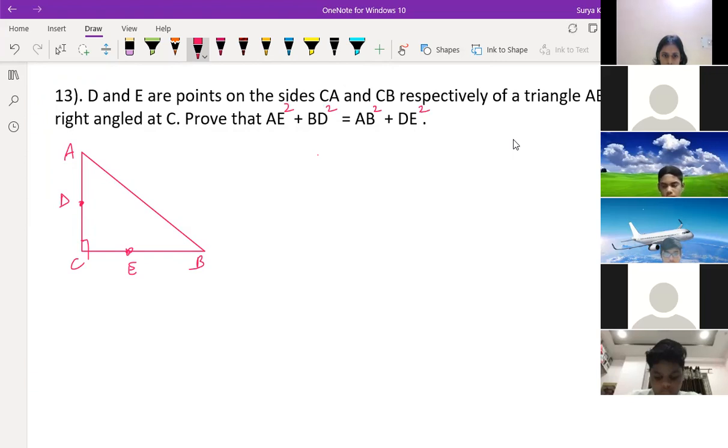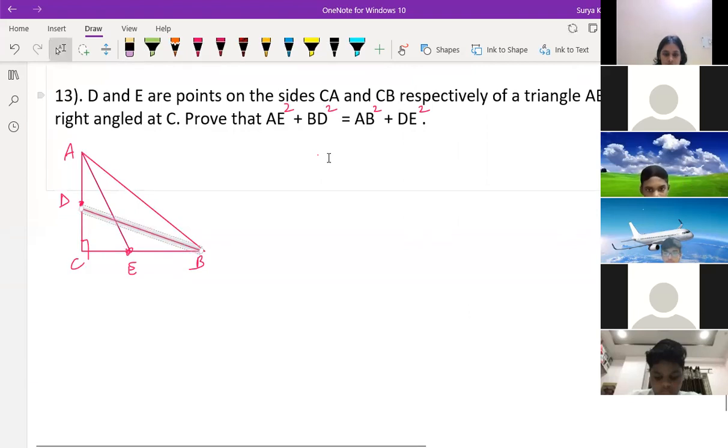AE square means you have to merge this one, right? AE they're asking, so put AE here, okay? And then you can put BD here. So BD also you match here. So this you can prove easily, right?